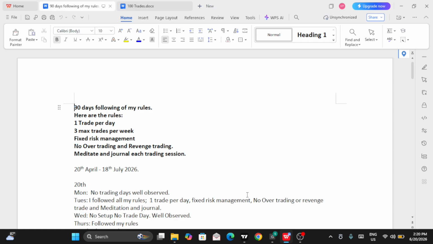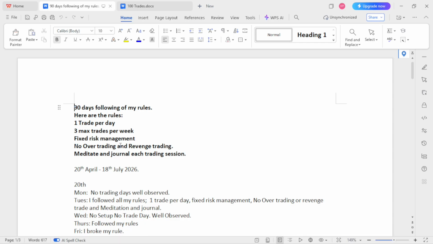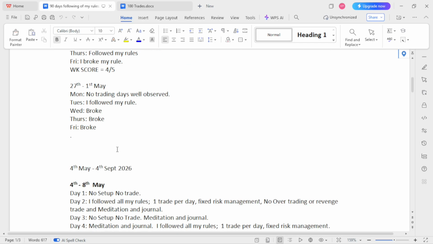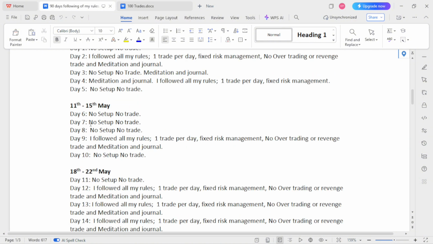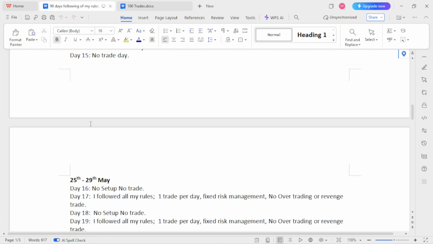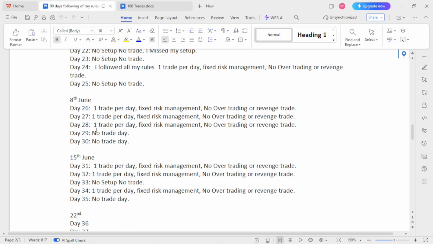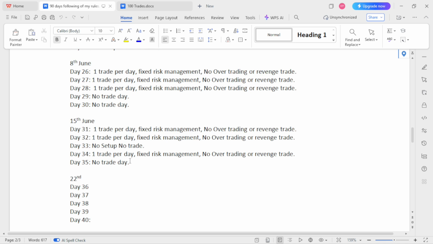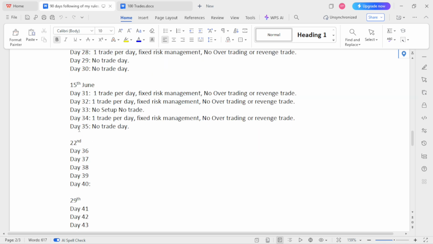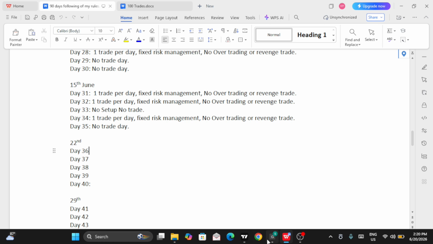I followed my rules. As you can see, this is my 90 days challenge. So you can see from 4th May, I've been following my trading rules. So this week I followed my rule. Friday was a no trade day because I've already exceeded the max trade I had for 1 week. So I'm ready for the new week.